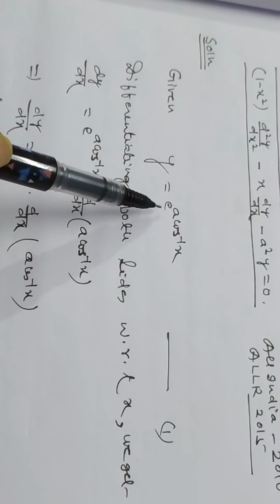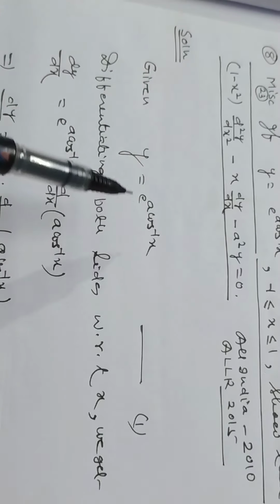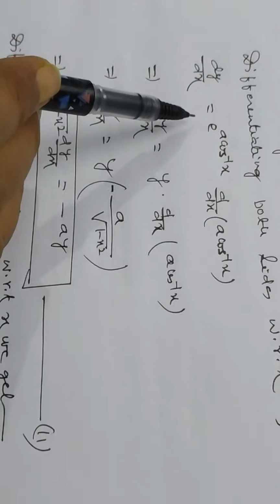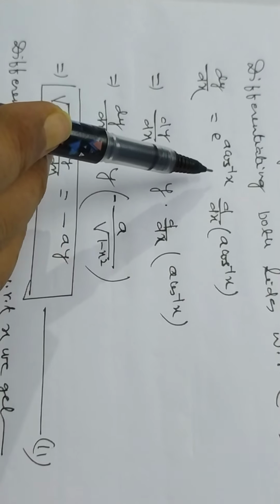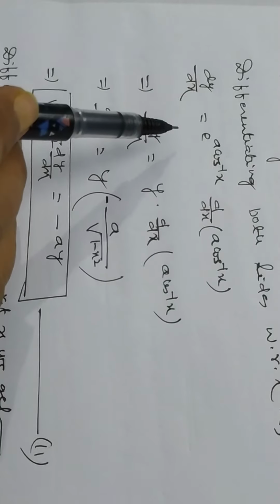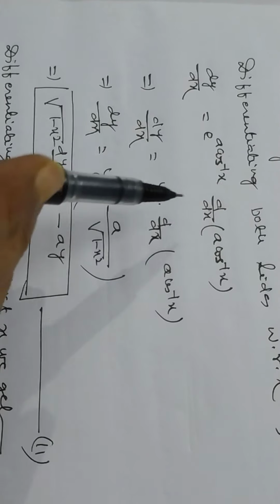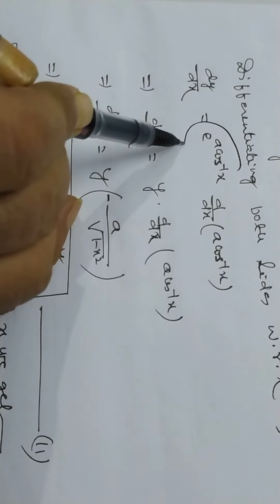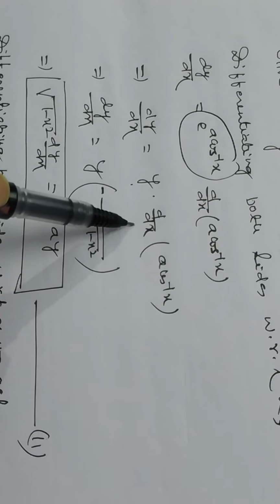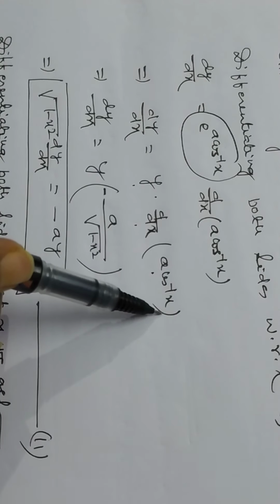What is given in this problem? y equals e to the power a cos inverse x. Differentiating both sides with respect to x, we get dy/dx equals d/dx of e to the power a cos inverse x. That is, the value of e to the power a cos inverse x is equal to y. So we write here y times d/dx of a cos inverse x.